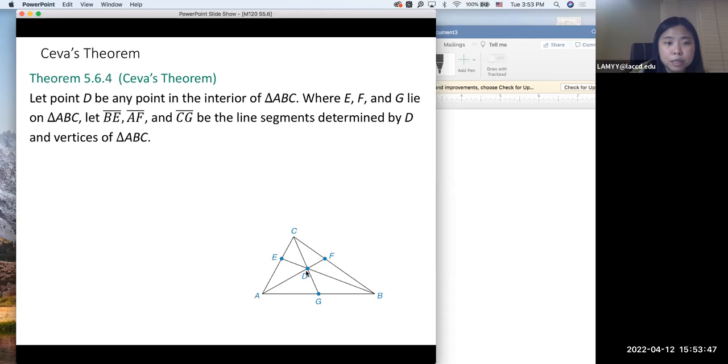Let point D be any point in the interior of triangle ABC. And then we have points E, F, and G on the sides of triangle ABC. Okay, so D will be inside of the triangle. Point E, point F, and point G will be on the sides of the triangle. Then we have BE, AF, and CG. These are line segments. They pass through D and also the vertices. Okay, vertex A, vertex B, and vertex C.